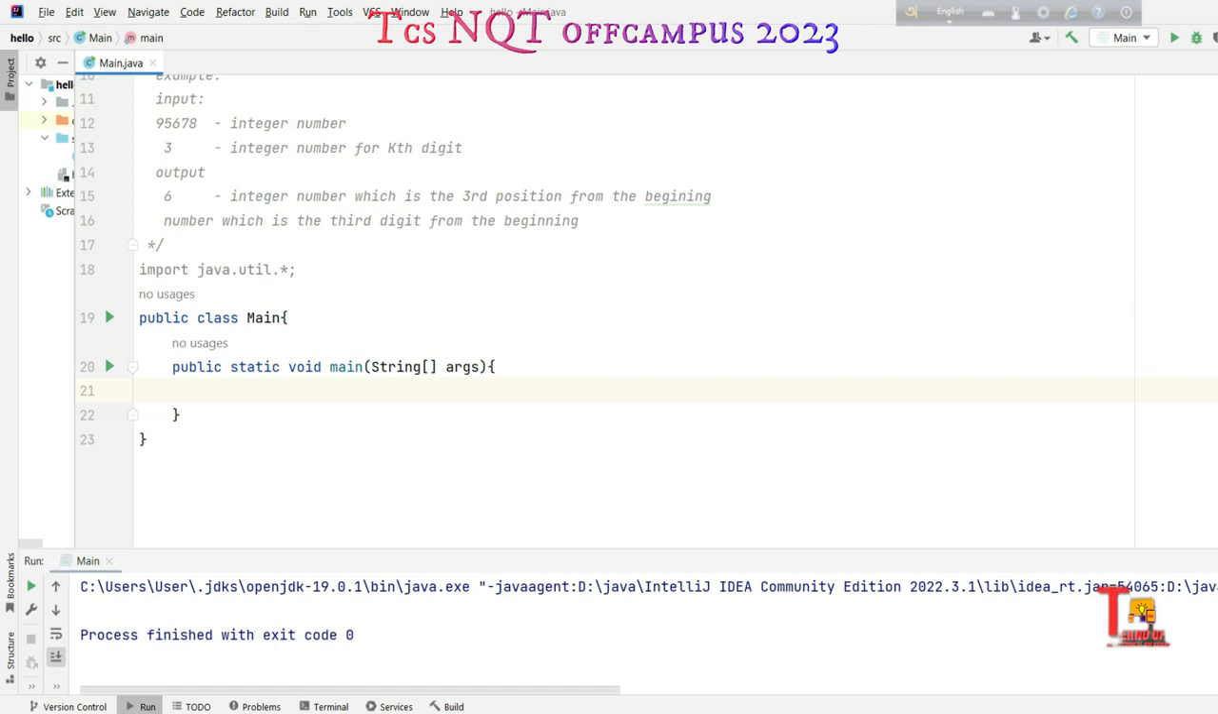You can solve the problem very easily. I'm not using any function, just taking some variables and solving the problem.